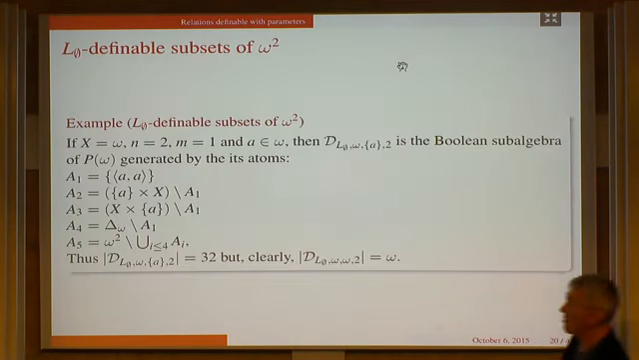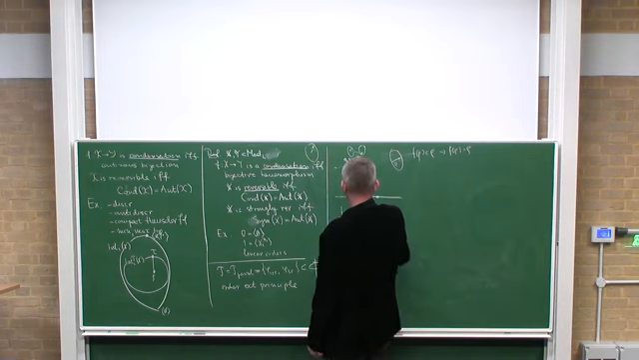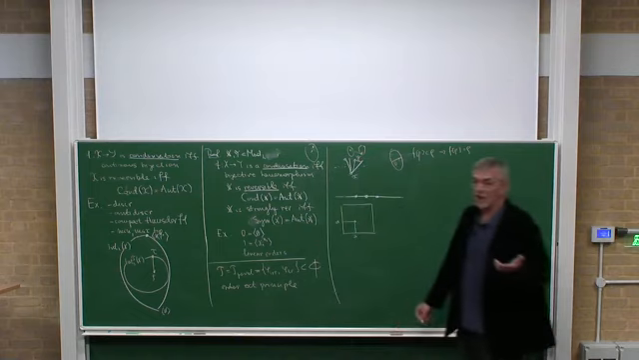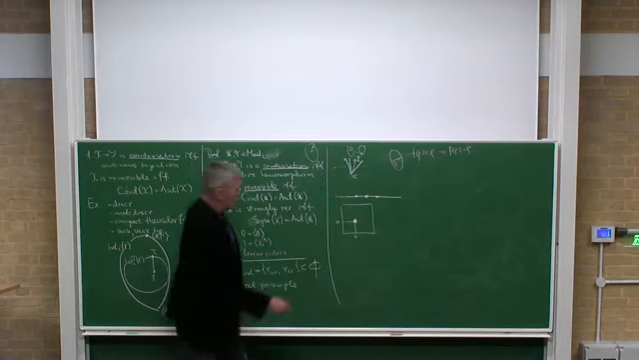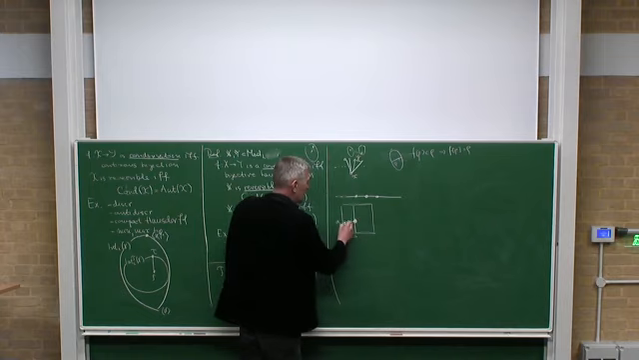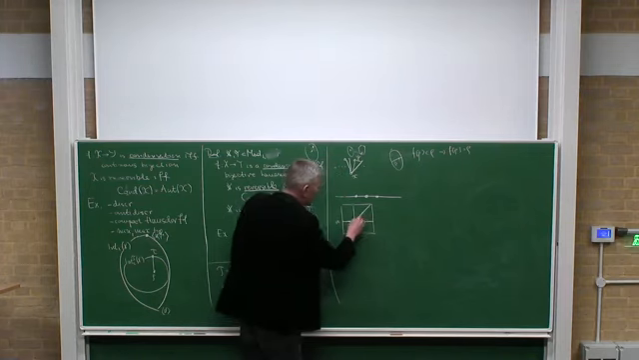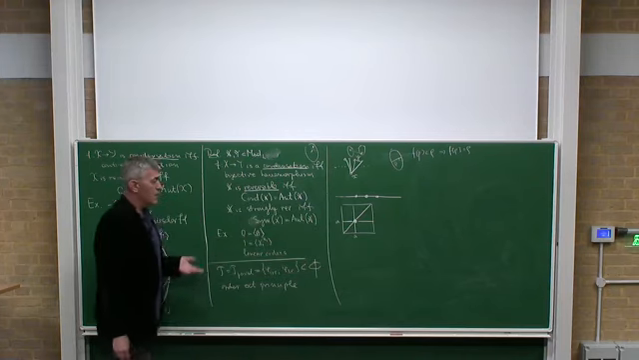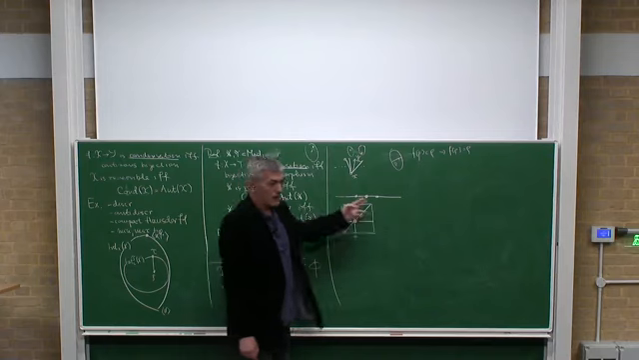An example is trivial. We take omega, and which are definable subsets of omega square with one parameter. First, it is one singleton. The second, this vertical line without the singleton. Third, this horizontal line without the singleton. And finally, the diagonal without the singleton. And the fifth is the complement of all of this. The Boolean algebra of sets definable with parameter A has 32 elements, and these 5 are its atoms, in fact.